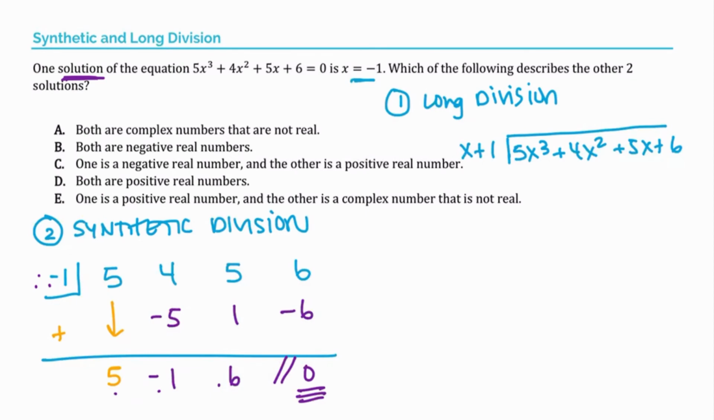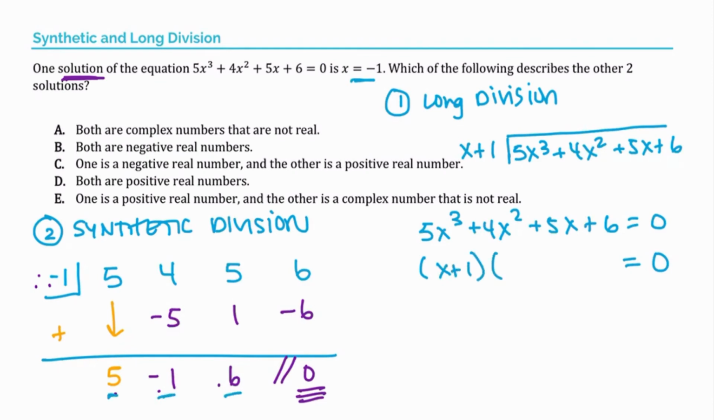So I have now figured out, right, that I've basically taken my original polynomial, 5x cubed plus 4x squared plus 5x plus 6 equals 0. And that is the exact same thing as x plus 1 times, I can use these terms for a, b, and c, 5x squared minus x plus 6. So for us to know what is true of the other two solutions, are they real or not real, let's use our same trick with b squared minus 4ac.